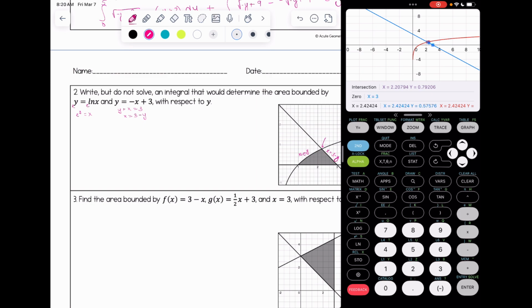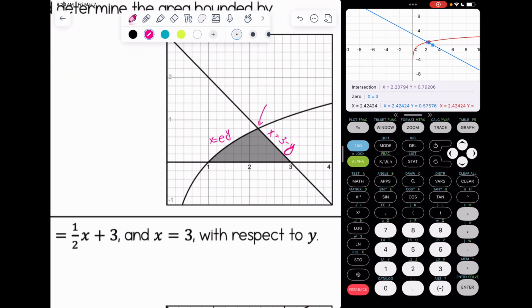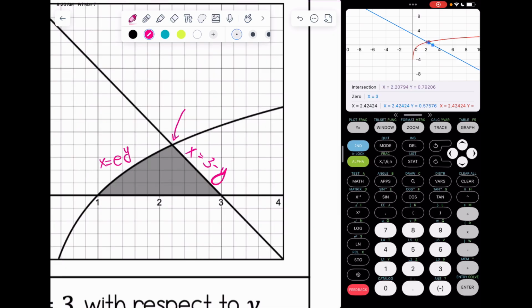All right, if we take a look at the right of my screen here, what I've done is basically put these two functions in the y equals of my calculator, graphed them, and I've already gone ahead and found that point of intersection. So looking over here, I can tell from my calculator that this point is (2.20794, 0.79206). Now, since this problem is with respect to y, when we're creating our bounds, we really need to be using the y value.